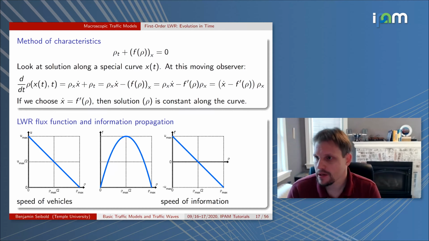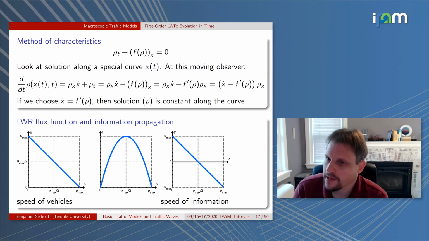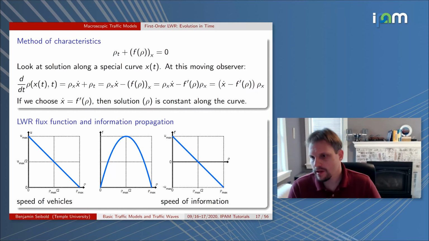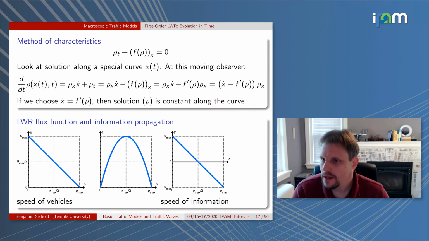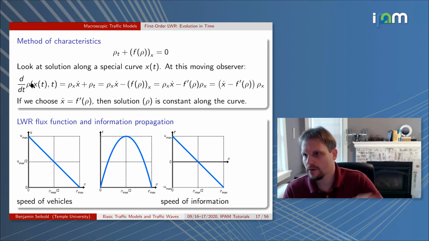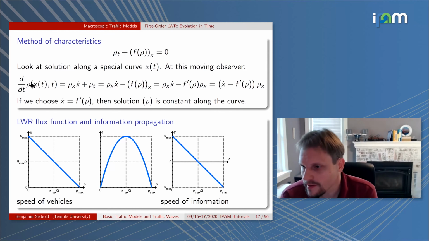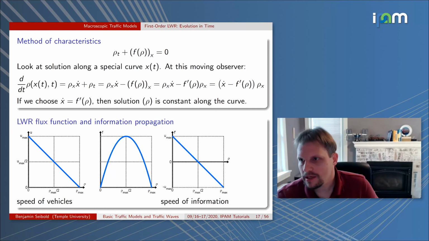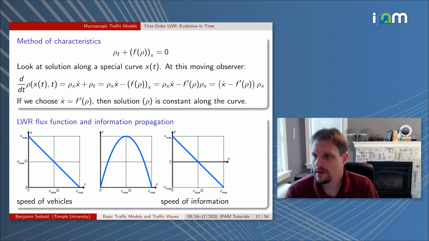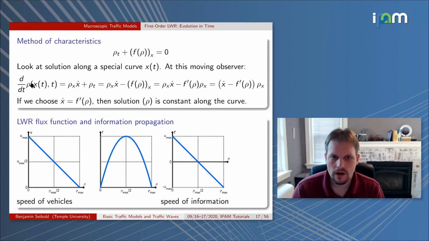And it becomes particularly simple if I choose x dot, the speed of my motorcycle, equal to f prime of rho. If I choose that speed equal to f prime of rho, then this term will be 0, and I will get that the rate of change of the density is 0, meaning the density next to my motorcycle remains constant in time. That's as simple as it can get. So therefore, the method of characteristics says, let me drive my motorcycle with that speed, and then my density will be conserved along these special curves here.